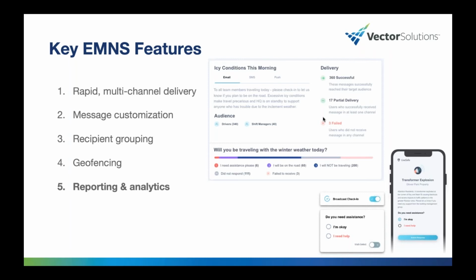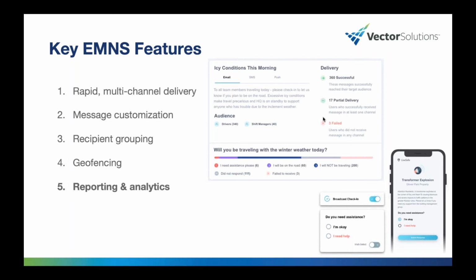And on the bottom right here, you can see an image of a broadcast check-in message. What this is, when you send a broadcast to employees, you can actually prompt them to reply with key information. In this example, oftentimes this is whether they are okay or they need help. So if there is an incident such as a fire in your office building, you can immediately inform employees and very quickly know whether they require further assistance or they are okay.